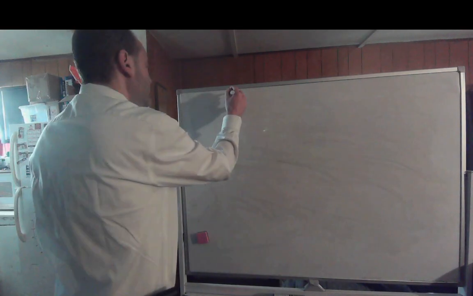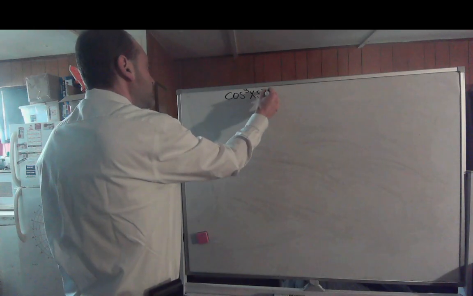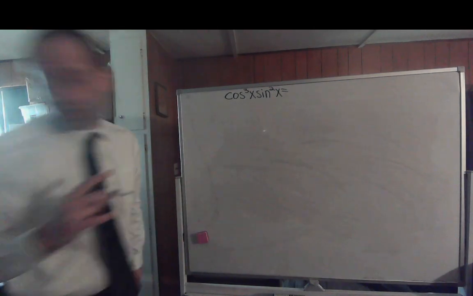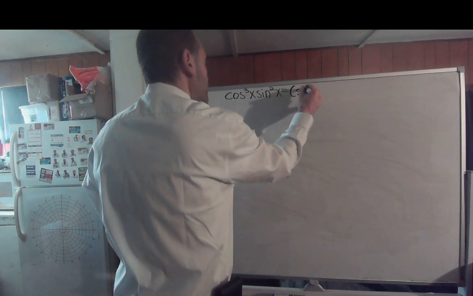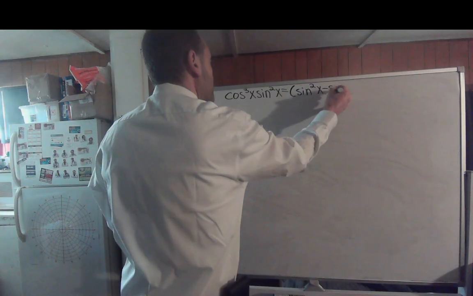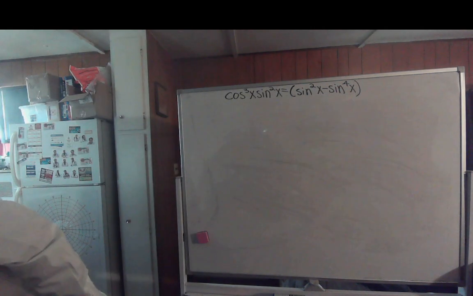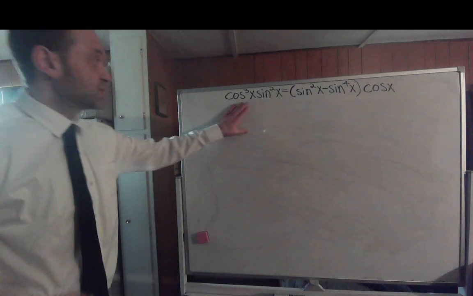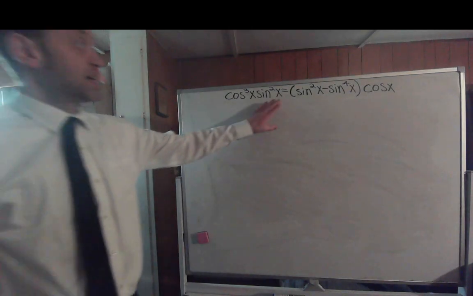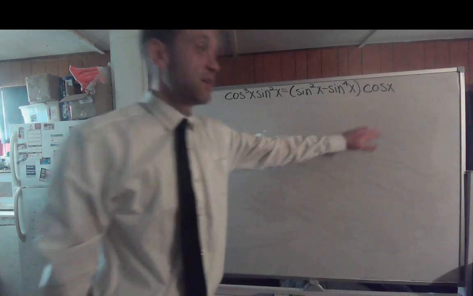So we have cosine cubed of x sine squared of x is equal to sine squared of x minus sine to the fourth of x times cosine of x. Alright, so we have to verify that the cosine cubed of x times sine squared of x equals sine squared of x minus sine to the fourth of x times the cosine of x.